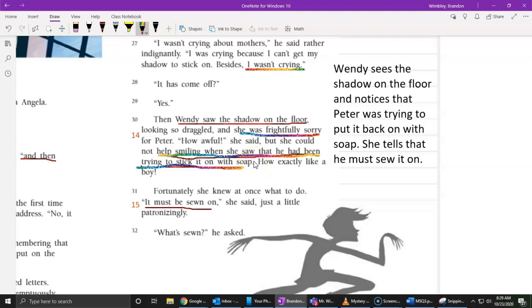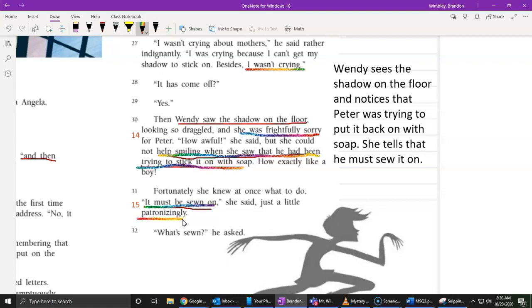How exactly like a boy. Fortunately, she knew at once what to do. It must be sewn on, she said, just a bit patronizingly. So this word patronizing means that she's kind of looking down on him, saying like, well, don't you know that? So now that we've read this, what else can we infer? Well, we can infer that Wendy's polite because she's showing emotions of being frightfully sorry. But she's also mothering. She's patronizing to say, this is what you should do. Kind of like, how did you not know that?